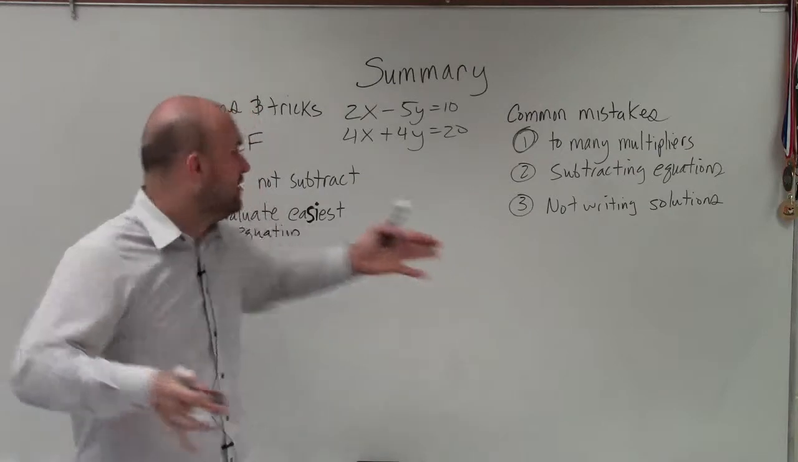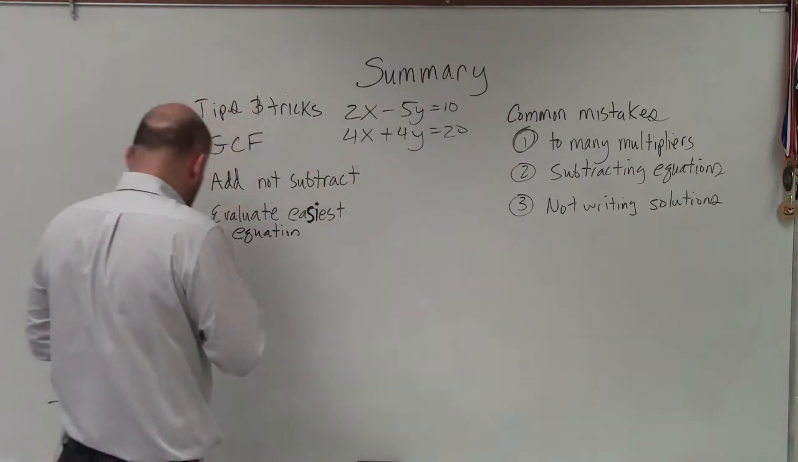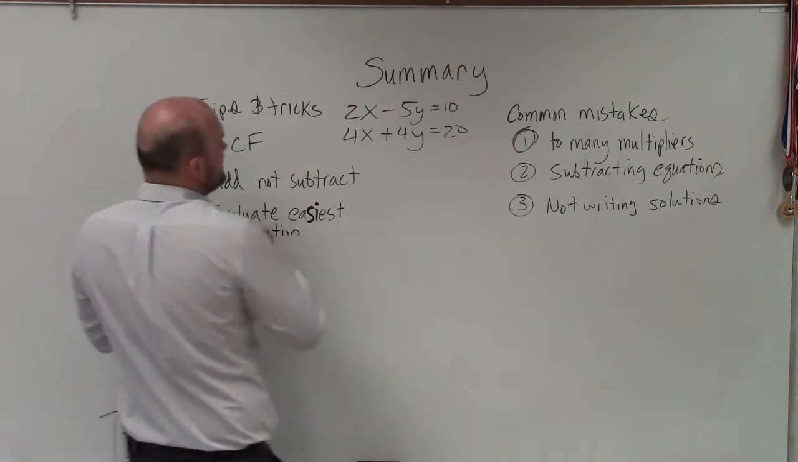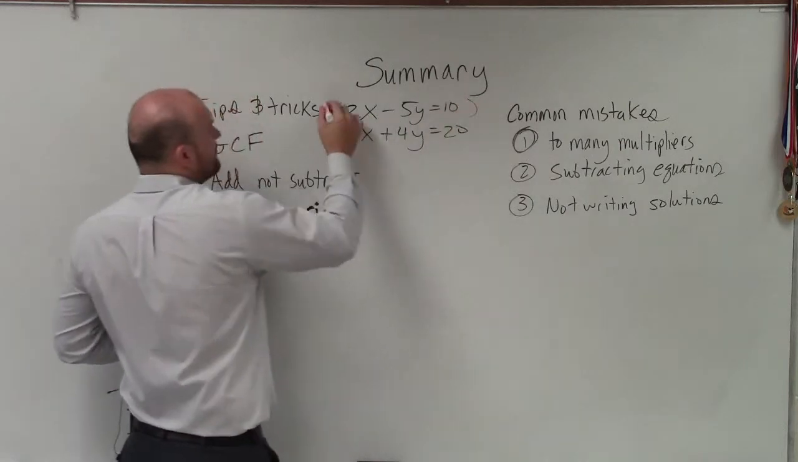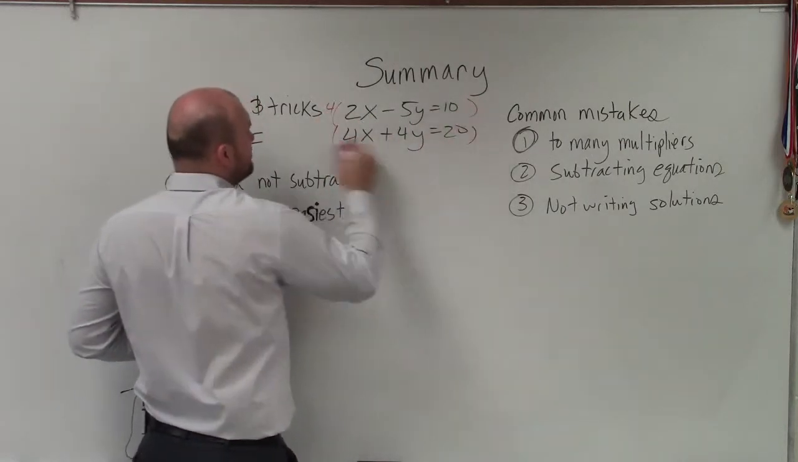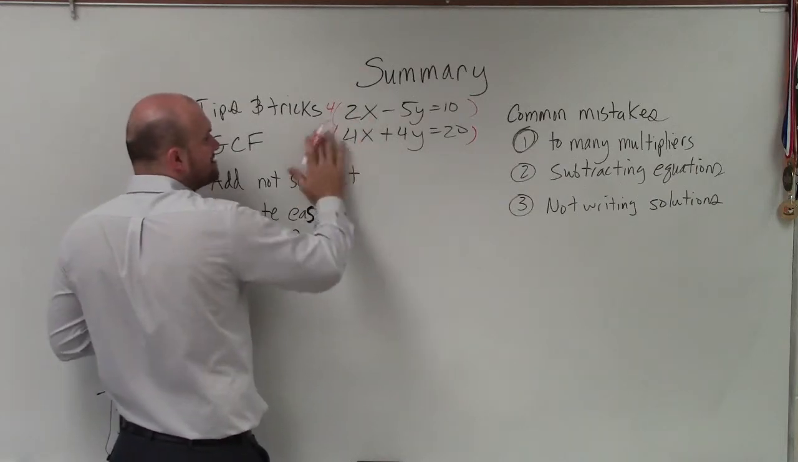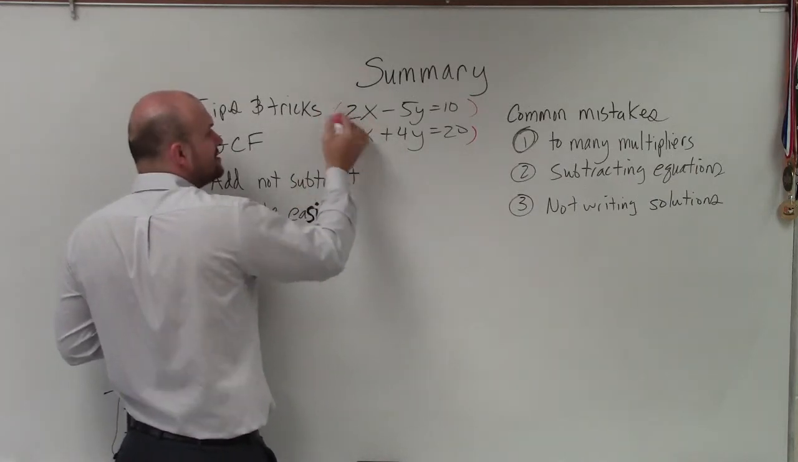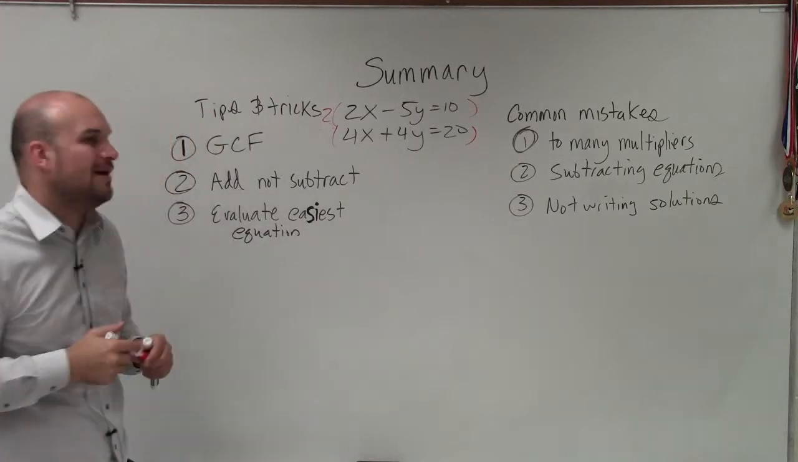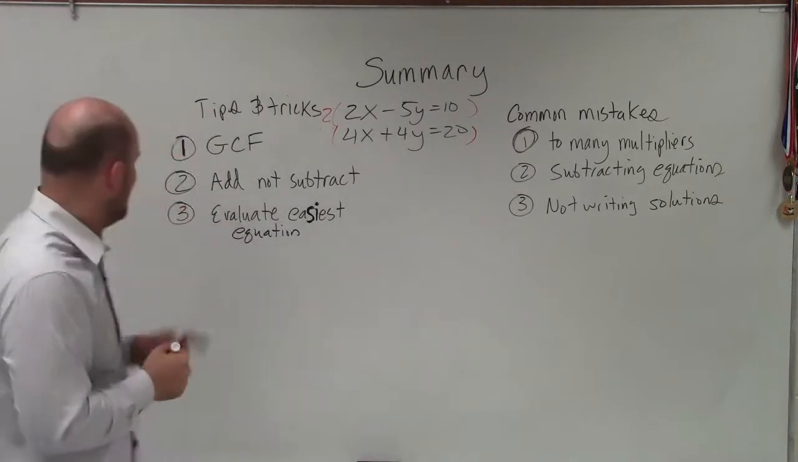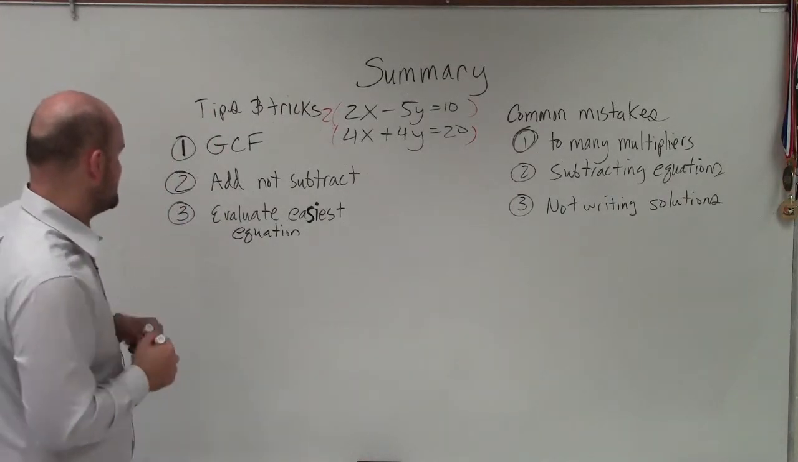That's fine, but then you'd have to multiply the top equation by 4 and the bottom equation by 5. If you notice, to get 2x and 4x to be the same, all I really need to do is multiply the top equation by 2, and I'm good to go. Evaluate which is easiest: add or subtract.